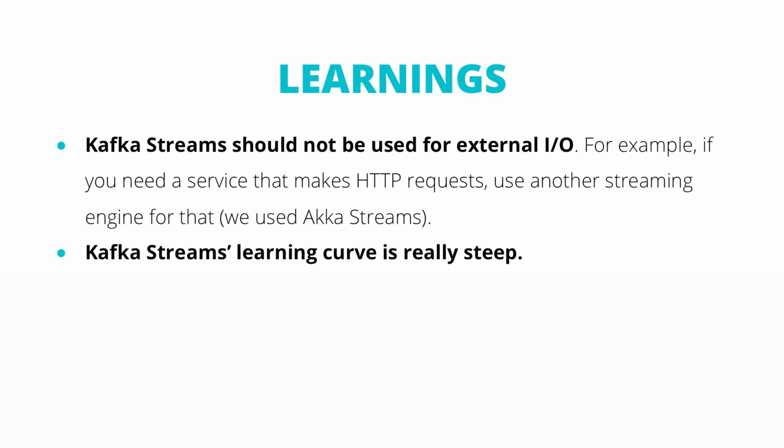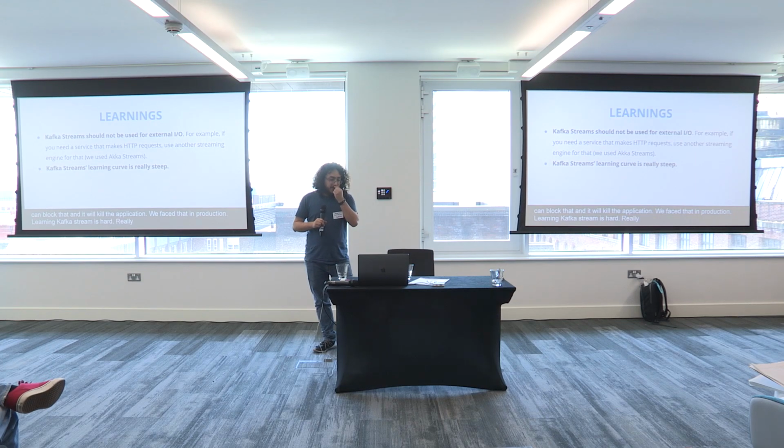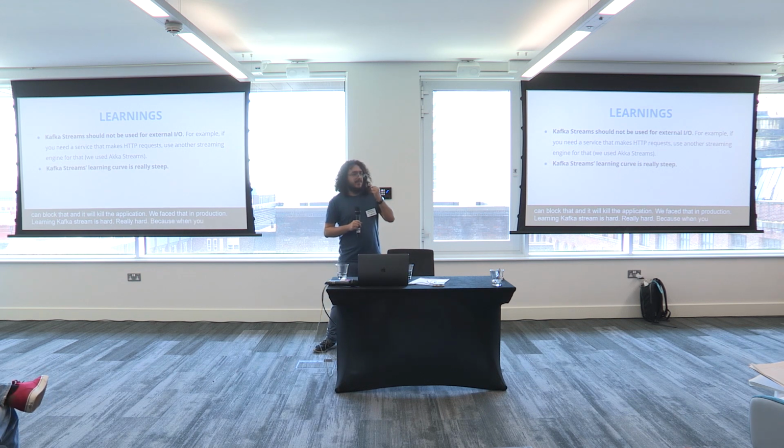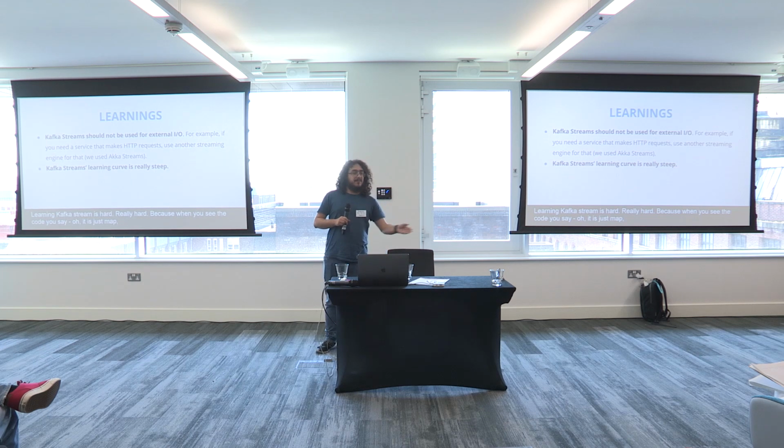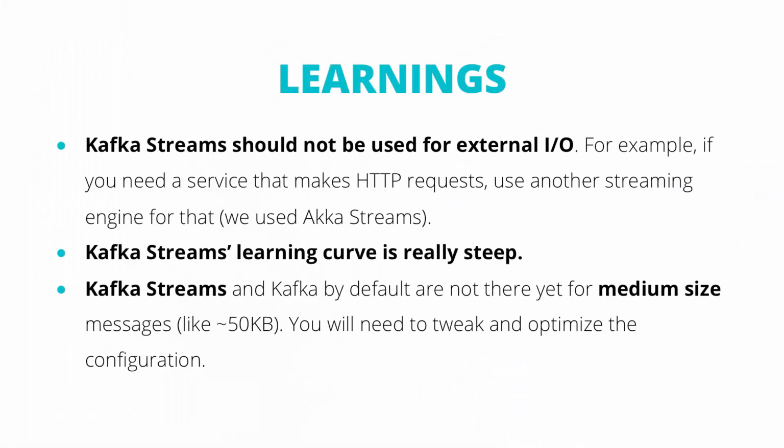Learning Kafka Streams is hard, really hard, because when you see the code, you say, oh, it's just map, it's aggregate, it's reduce. Oh, we already know that, no? We already did that on lists, on streams, or whatever language you use. But no. Kafka Streams conventions are tricky, really tricky. The differences between aggregation, reduce, key tables, a lot of things. There are a lot of different things that make Kafka Streams really difficult to learn.